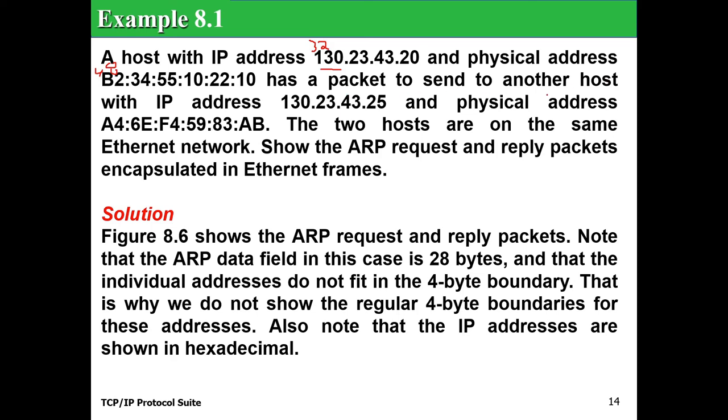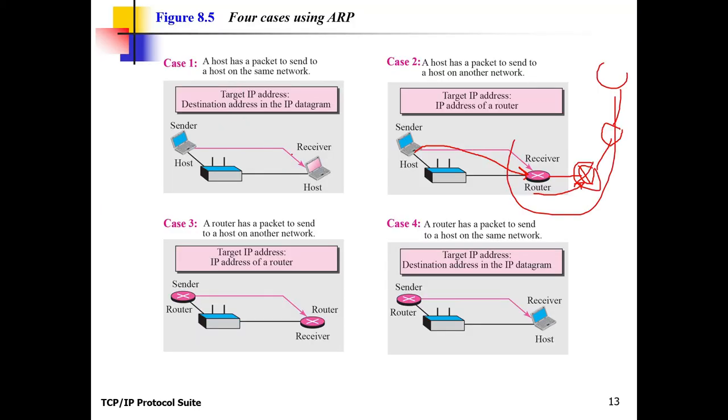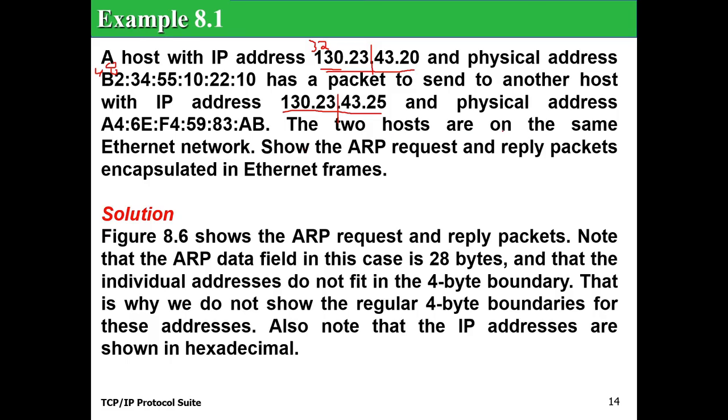So this is the physical address, and it has a packet to send to another host. So here we're talking about host to host, with IP address 130.23.43.25. This is the destination, that's the source. What is the class? Both of them are class B, and we see the same network address, you agree? That means they are in the same segment, in the same network. The physical address for the second one is here. The two hosts are on the same Ethernet network. Show the ARP request and reply packets encapsulated in the Ethernet.